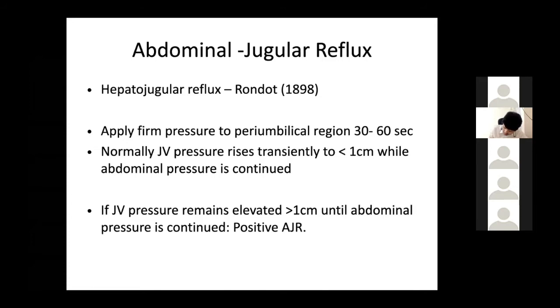Apply for 30 seconds. Normally, the JVP rises transiently to less than 1 centimeter while the abdominal pressure is continued. When you are giving the pressure for 30 seconds, the JVP will rise transiently and then come back. But when you release the pressure, this 1 centimeter rise should not be there.